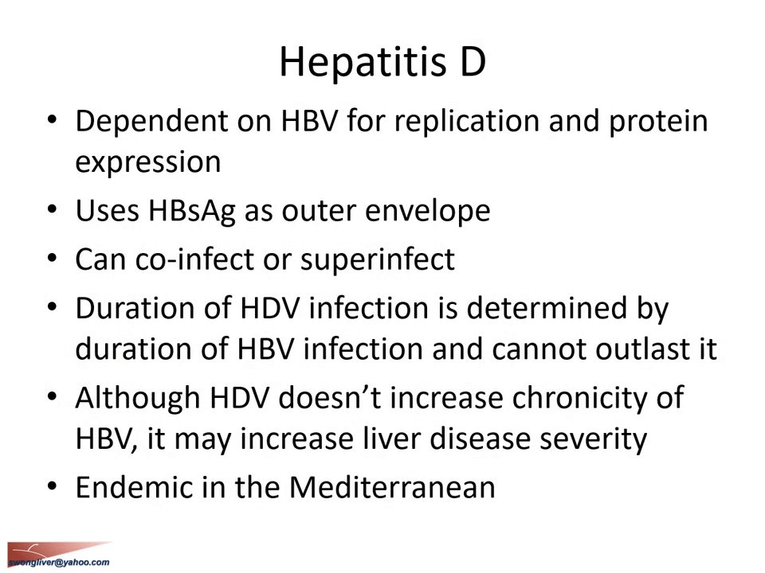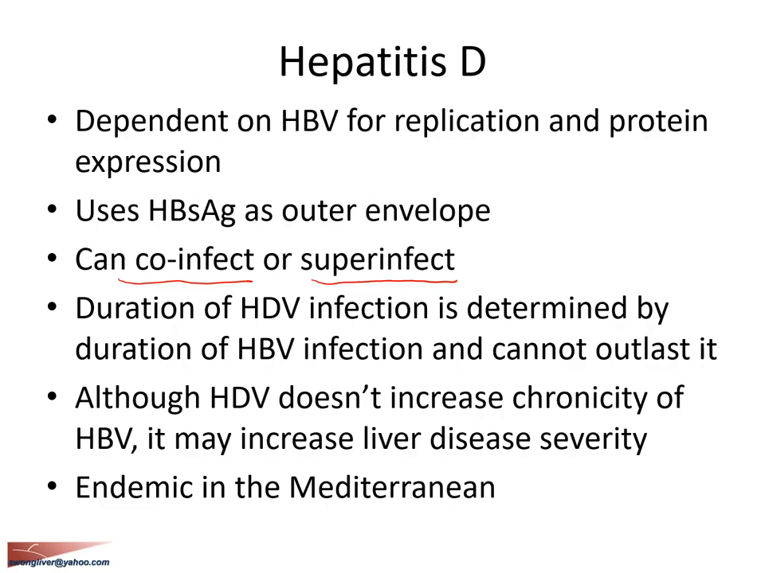Okay, all right. So now we proceed with hepatitis D. And as I mentioned earlier, hepatitis D cannot survive without hepatitis B. It is dependent on Hep B for replication and protein expression because it uses the HBs antigen as its outer envelope. Okay, so as I've mentioned, it can be a co-infection or superinfection.